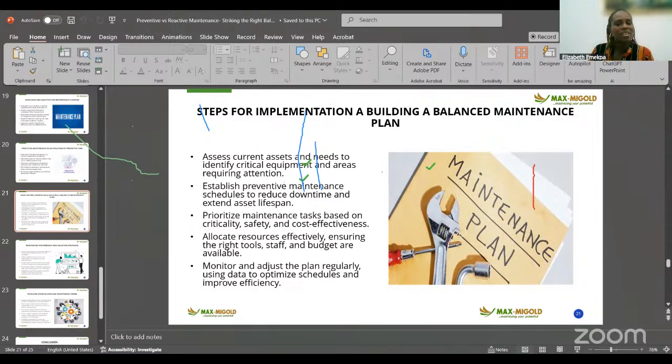Establish a preventive maintenance schedule to reduce downtime. Prioritize maintenance tasks based on criticality, safety, and cost effectiveness. These are all we need to do. Monitor and adjust the plan regularly using data to optimize schedules and improve efficiency. Improving efficiency is really important. You see, sometimes the schedule keeps us in. What about if there are other things we need to check?